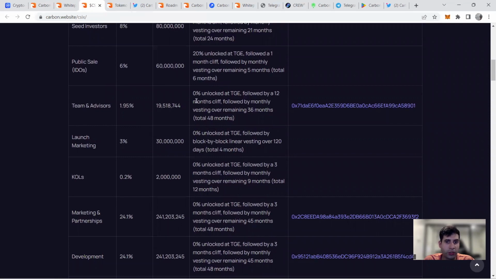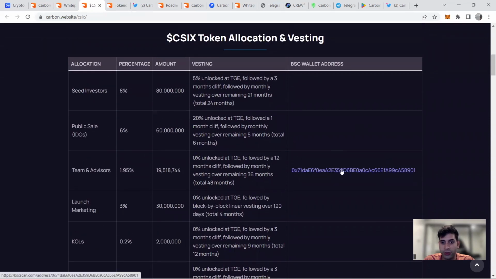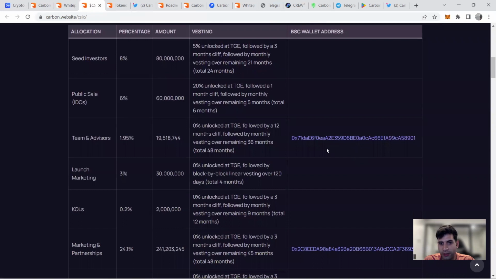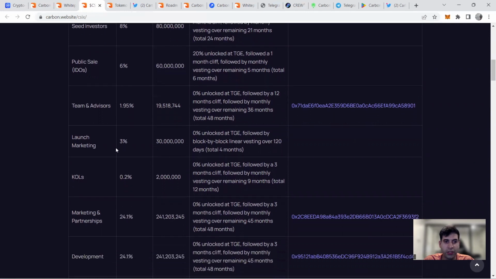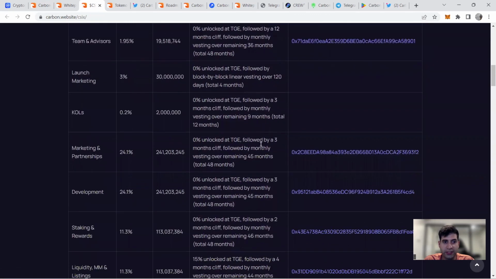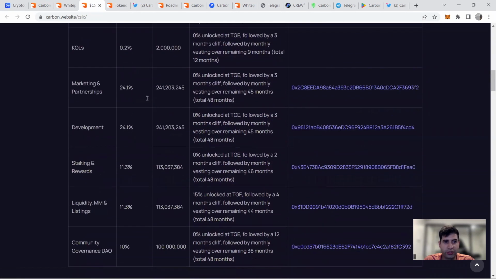Team and advisors have no unlock, and they have a wallet here, so they are really honest. They even put the wallet here for the team so you can see the movement of tokens. The team is 2%, really low. Team and advisor have 0% unlock on token generation event, then a 12 month cliff, and then monthly vesting for 36 months over a total of 48 months. Launch marketing is 0% TGE, and then vesting of 120 days. Influencers only get 0.2%, and they have a strict lock.